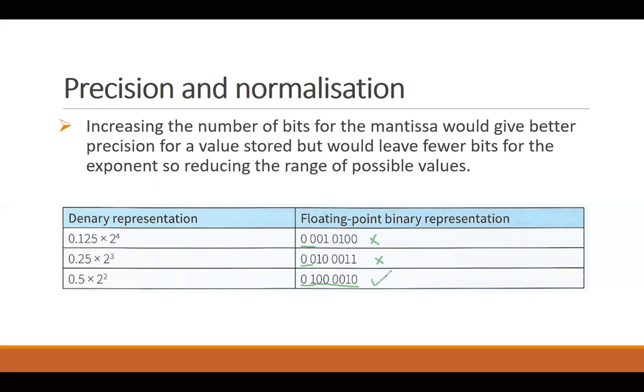So this would be the method that we are going to follow. We are going to store the numbers in a normalized format in our computer. So the computer actually knows which representation of a denary value to be used as a standard. That would be the normalized form.